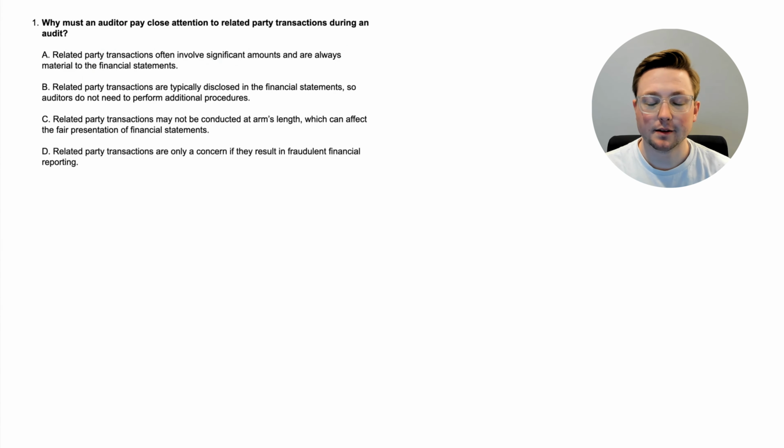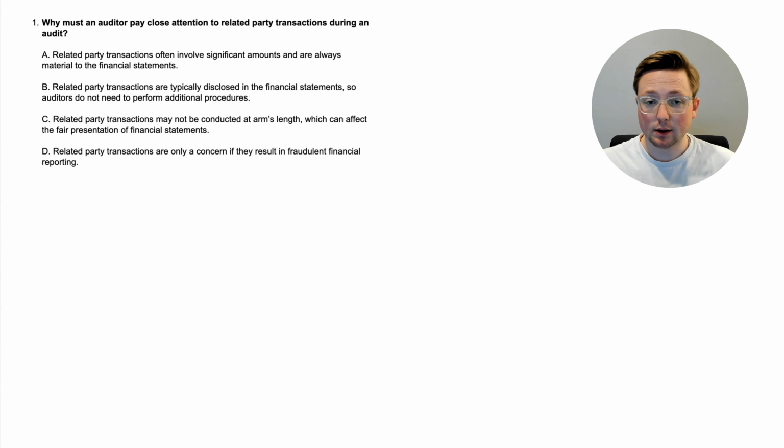All right, here we are at the first question, so let's dive in. Why must an auditor pay close attention to related party transactions during an audit? Okay, let's walk through the options. Option A, related party transactions often involve significant amounts and are always material to the financial statements. Option B, related party transactions are typically disclosed in the financial statements, so auditors do not need to perform additional procedures. Option C, related party transactions may not be conducted at arm's length, which can affect the fair presentation of financial statements. Or option D, related party transactions are only a concern if they result in fraudulent financial reporting.